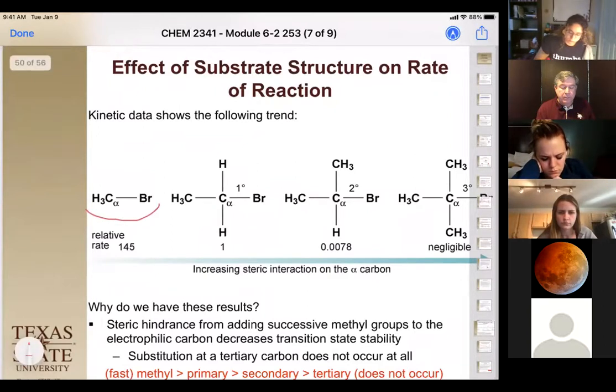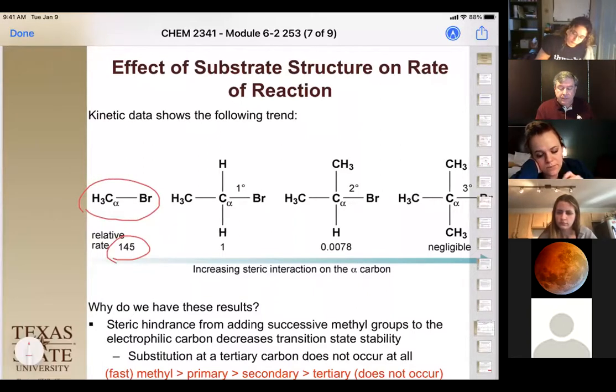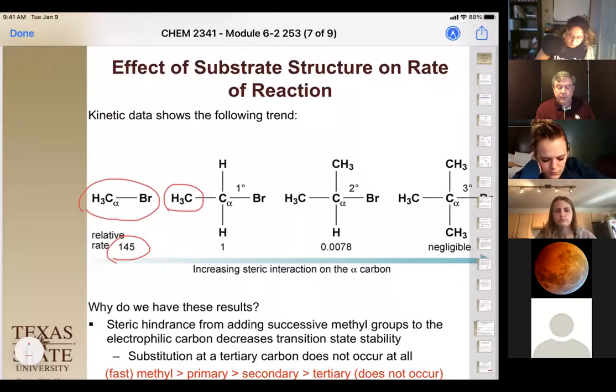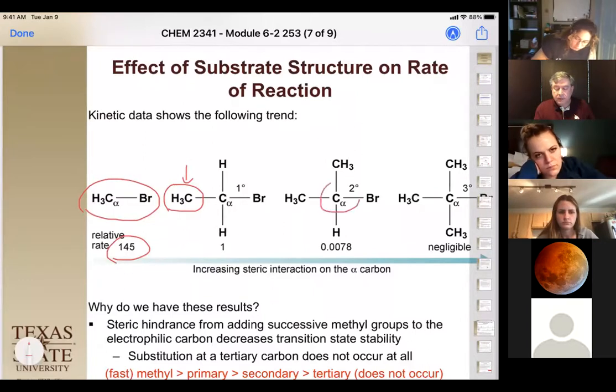If we just have a methyl group here, its relative reactivity rate is 145 times that of the one with an ethyl group on it. So all we've added is this methyl group, replacing one hydrogen, and the reaction decreases in reactivity. Let's add another methyl group and go to a secondary carbon here. That's going to decrease it by a factor of almost 1,000.